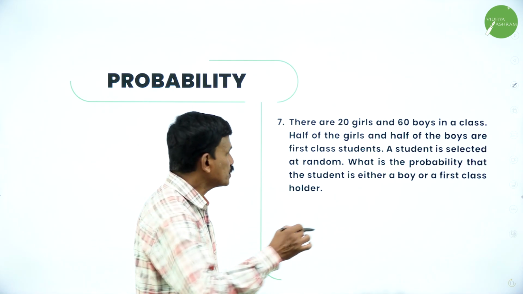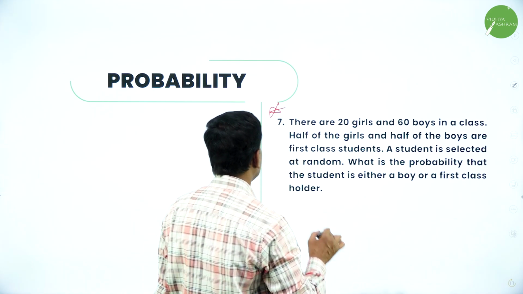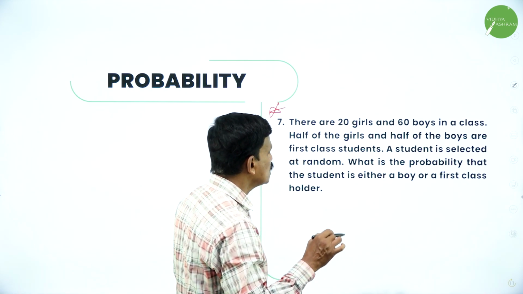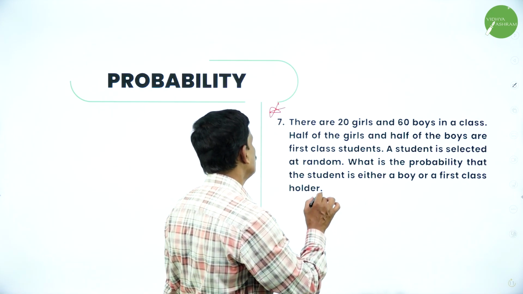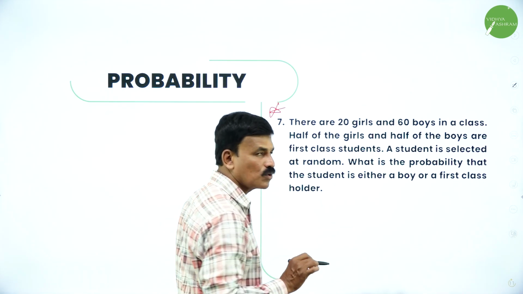Now move on to the next problem. This is a very important problem. There are 20 boys and 60 girls in a class. Half of the girls and half of the boys are first class students. A student is selected at random. What is the probability that the student is either a boy or a first class holder?